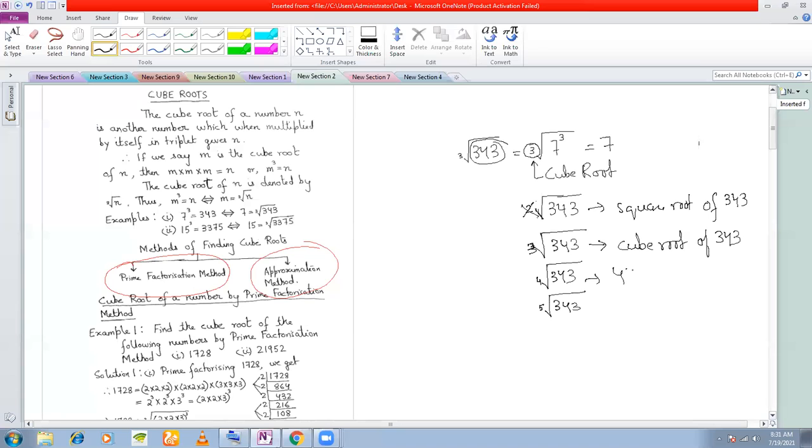This is called the fourth root. This is called the fifth root. You can have sixth root, seventh root, and so on. Sir, we will study this in our later class. No. Till cube roots is there only. But what I mean to tell you is that cube root is not the end. There are others also. You can have 10th root also.